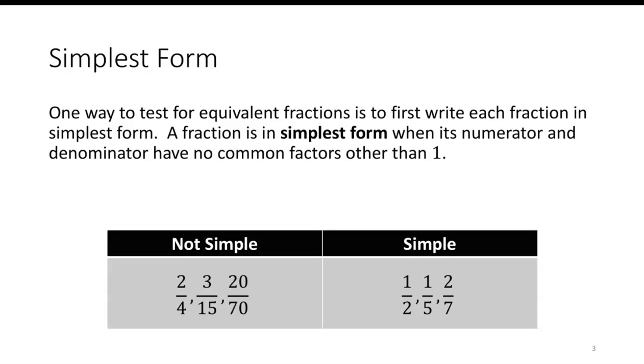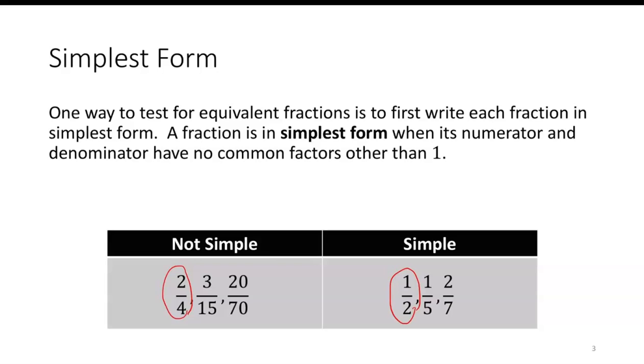One way to test for equivalent fractions is to write each fraction in simplest terms. A fraction is in simplest form when its numerator and denominator have no common factors other than 1. So if I start with the 2/4 here, if I want to compare 2/4, 3/15, and 20/70, 2/4, the 2 and the 4 are both even numbers, so I can divide by 2, and I end up with 1/2.